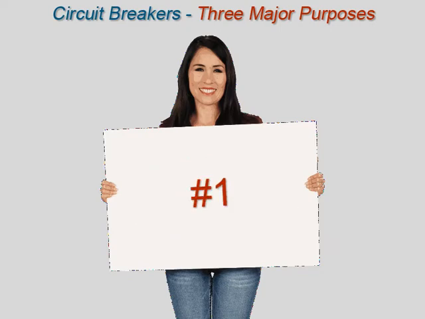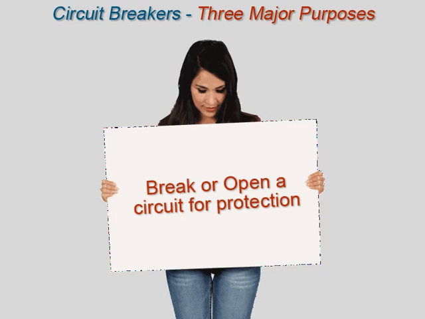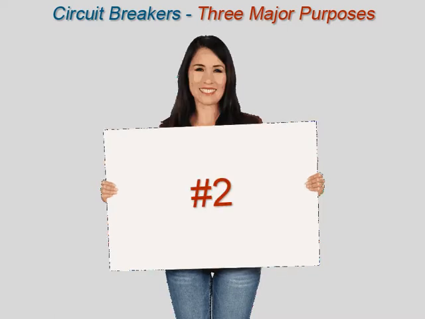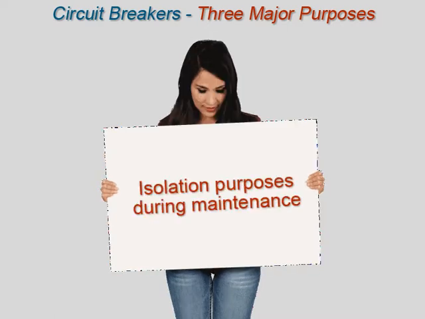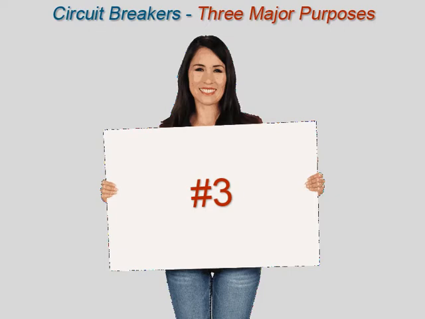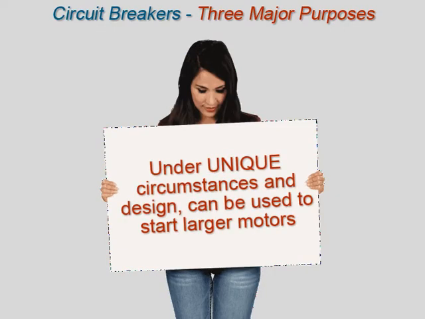The first purpose is to break or open a circuit for protection and provide normal switching without causing damage to the circuit or the circuit breaker. The second purpose is for isolation purposes during maintenance. The third purpose, under unique circumstances and circuit design, is to act as a starter for larger motors.